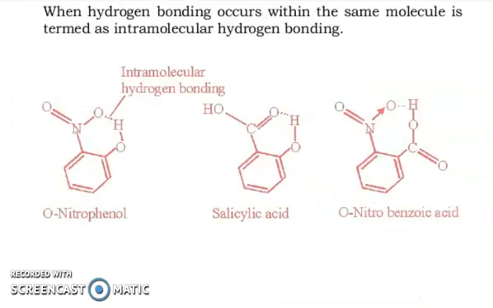My friends, intramolecular hydrogen bonding: when hydrogen bonding occurs within the same molecule, it is termed intramolecular hydrogen bonding. You can see intramolecular hydrogen bonding in ortho-nitrophenol, salicylic acid and ortho-nitrobenzoic acid. In all these three molecules, the oxygen and hydrogen belong to the same molecule. So it is called intramolecular hydrogen bonding.